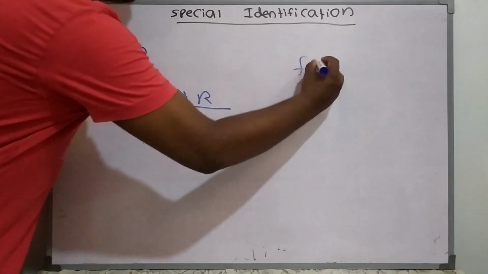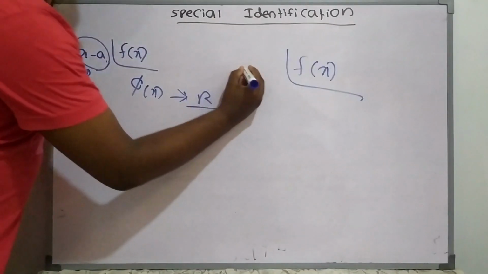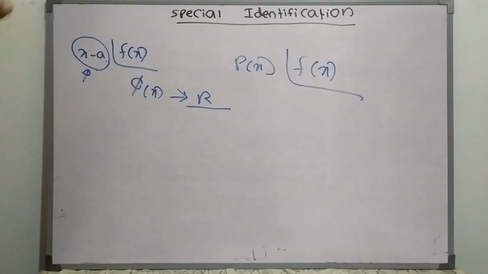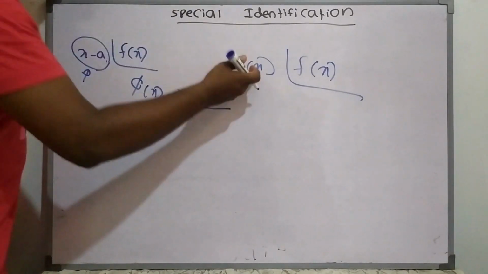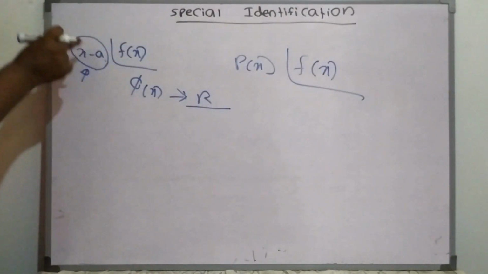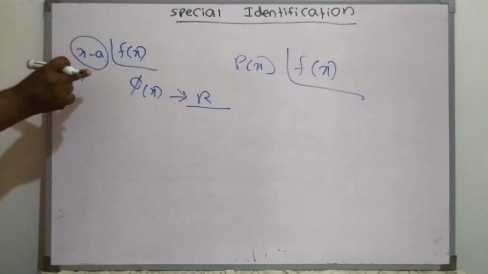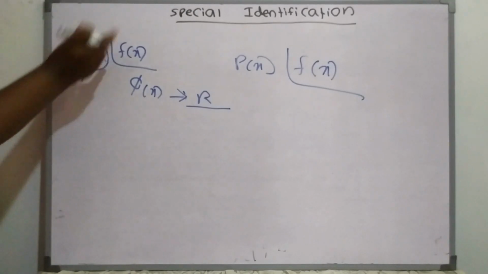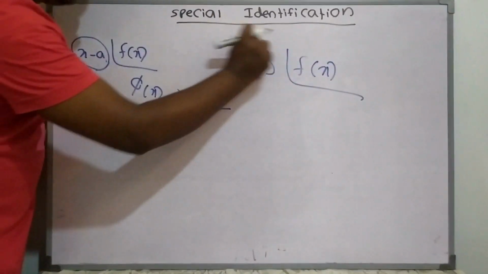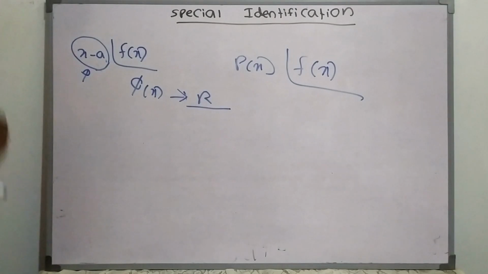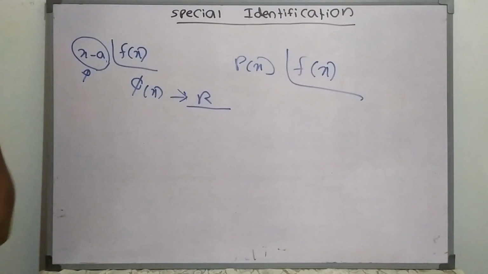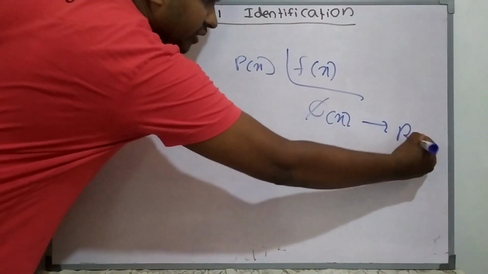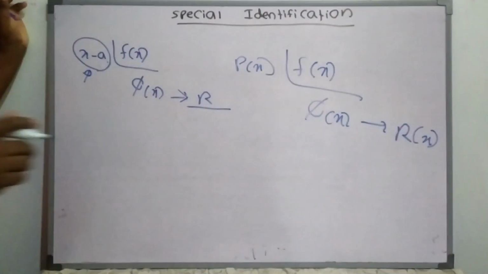Right now I am putting f(x), and I'm thinking the divisor is p(x), some other divisor. It can be linear, quadratic or anything. The previous theorem specifically identified it as linear, but now I'm not restricting it to linear. The quotient I'm calling psi(x), and the remainder is not r, I'm calling it r(x).